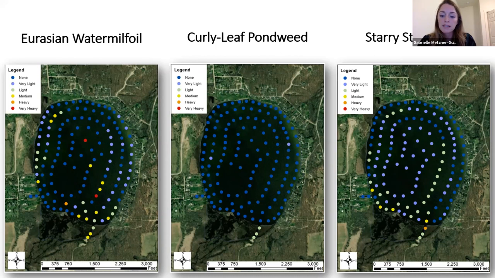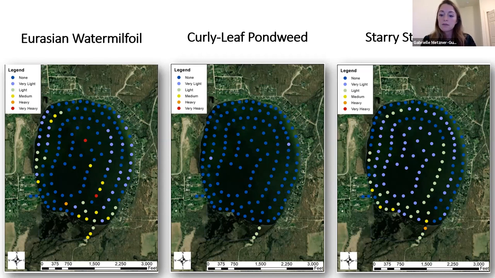So that's something that, if you do want to look into starry treatment, they're doing a lot more restrictions on copper, because of fish spawning and fish habitat. And they want to reduce the effects on those species as much as possible.